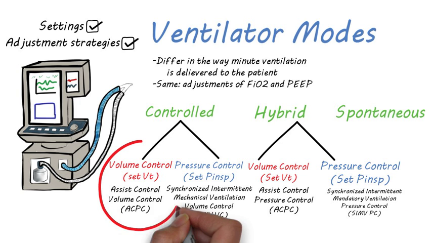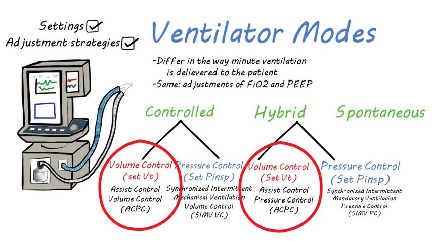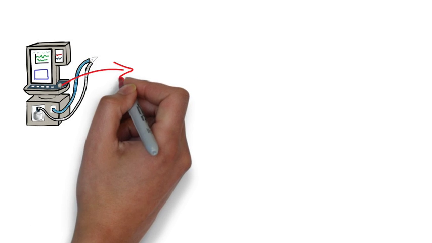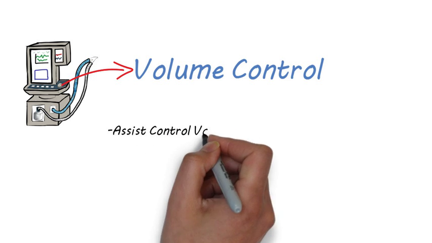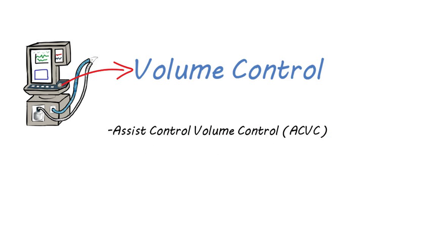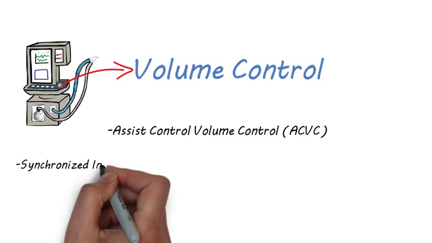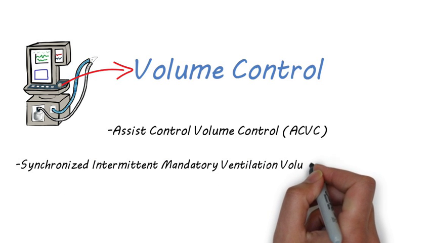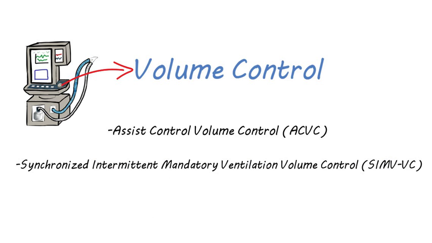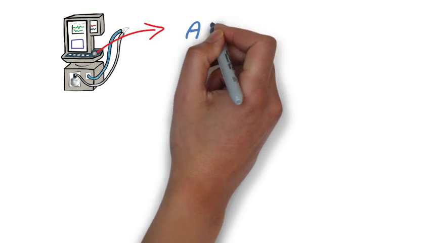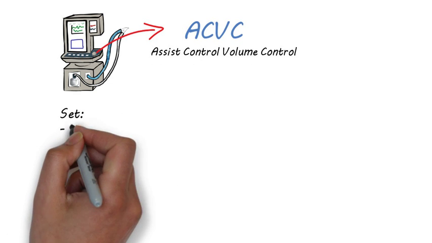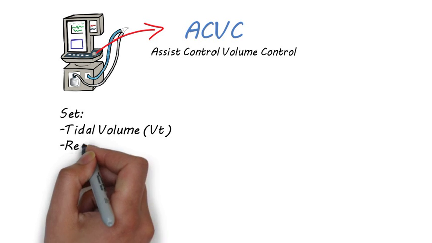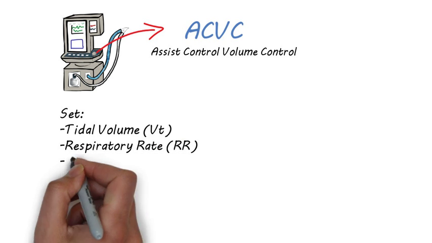We will start with volume control modes. There are two main types of volume control modes of ventilation: assist control volume control, or ACVC, and synchronized intermittent mandatory ventilation volume control, or SIMV-VC. Let's start with ACVC as our mode. Since this is a volume-controlled mode of ventilation, we will first set the tidal volume. We will then set our respiratory rate and then our FiO2 and PEEP.